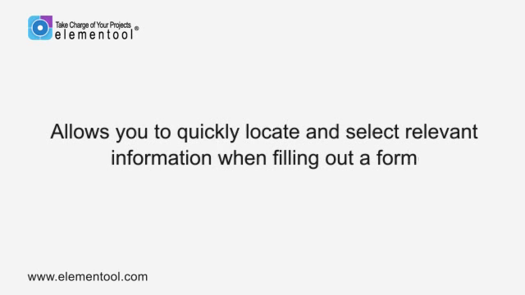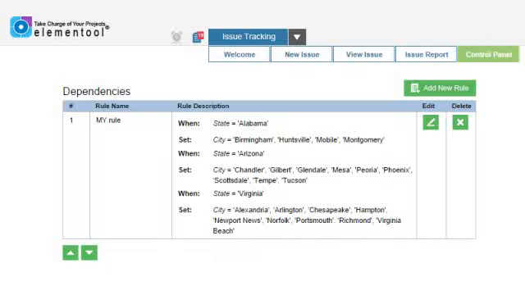This is a very helpful feature that allows you to quickly locate and select relevant information when filling out a form. The Field Dependency feature enables the creation of relationships between fields in such a way that a dependent field's value list is determined based on a value selected in the source list.